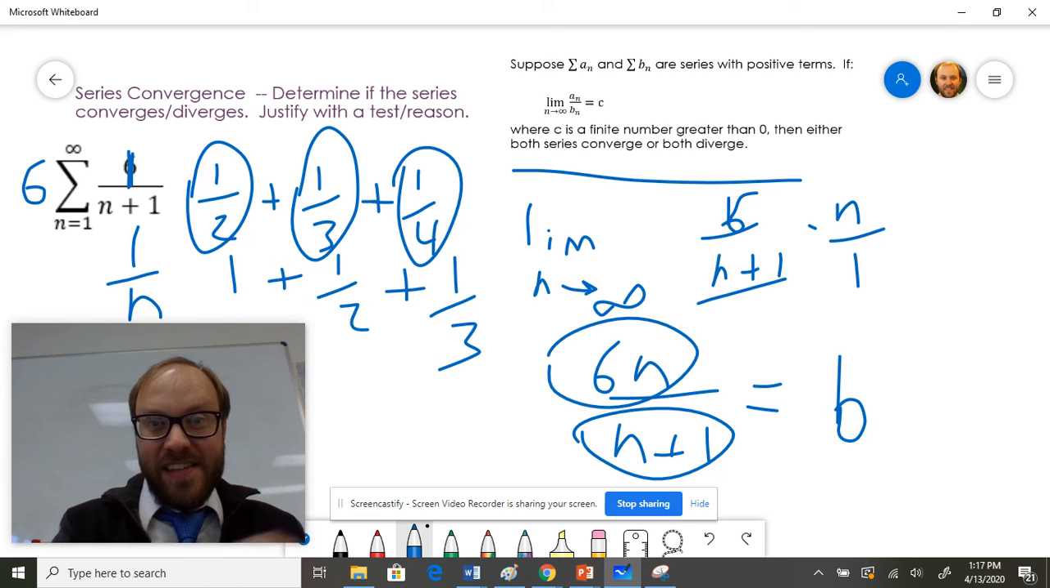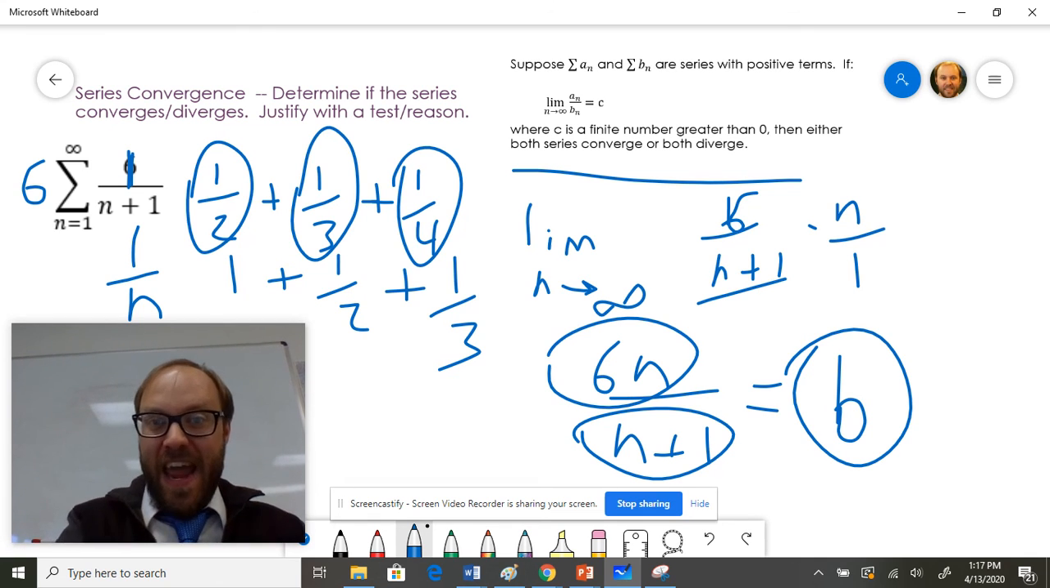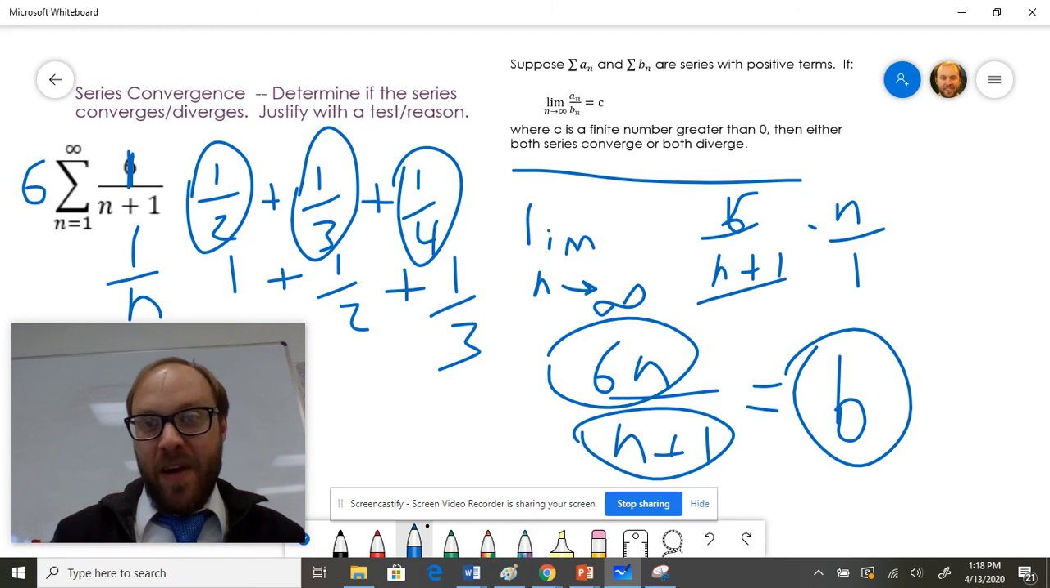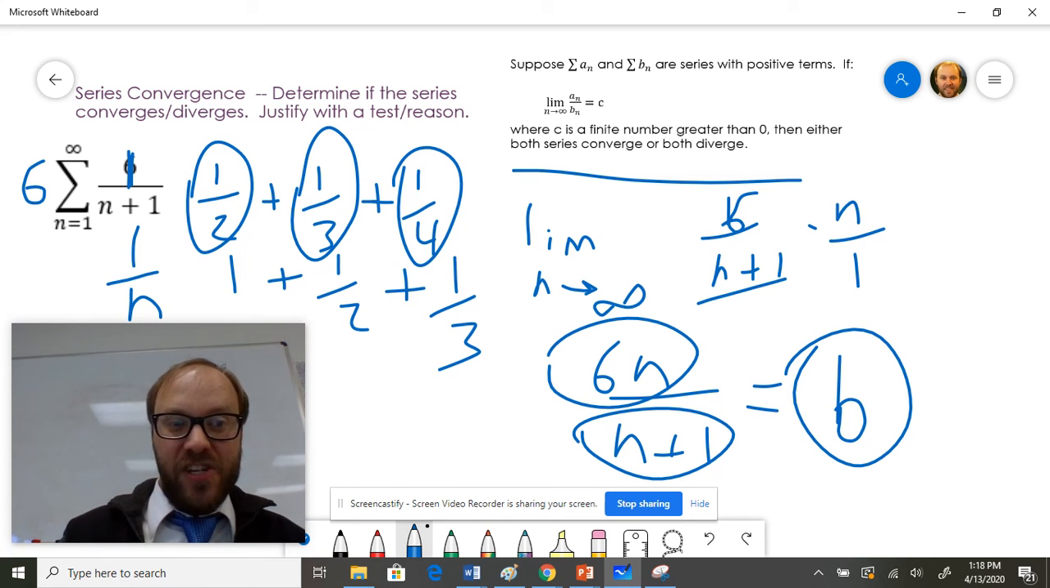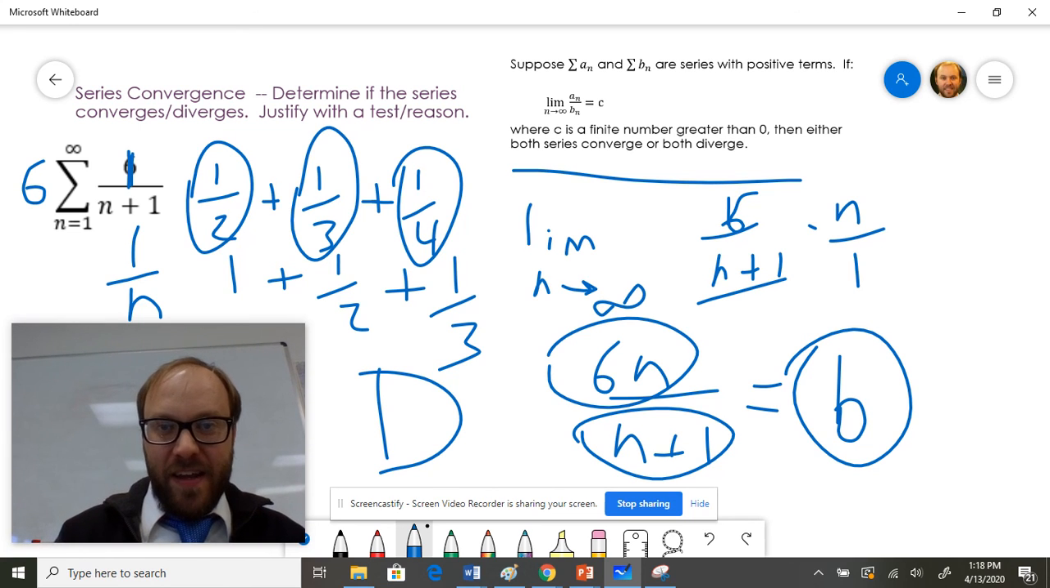Whatever one series does, the other one is also going to do, as long as you get a constant value. So it can be 1, it can be a half, it can be a fourth. What you don't want is infinity or 0 or something like that, because that would suggest that one of the two series is overriding the other one, and you're ending up with one that is behaving very differently. But anyway, as long as you get a constant as you go to infinity, they both behave the same way. So 1 over n is divergent. That means 1 over n plus 1 is also going to be divergent.